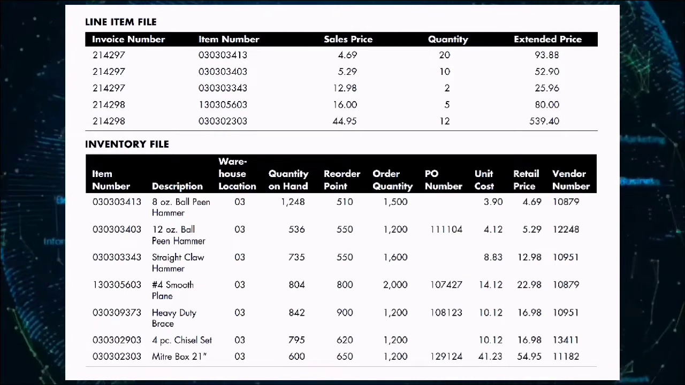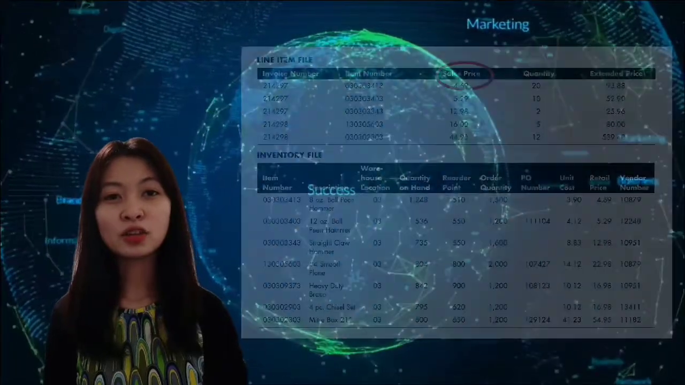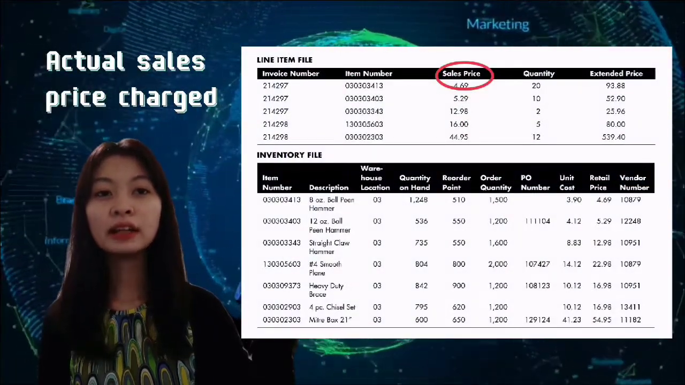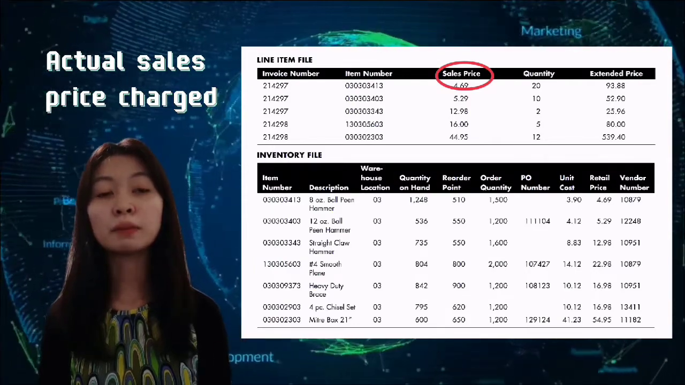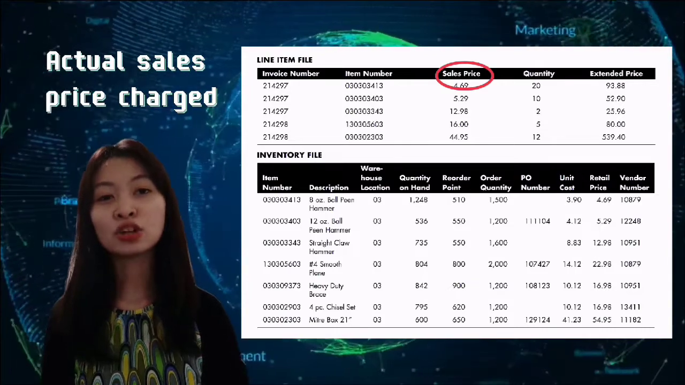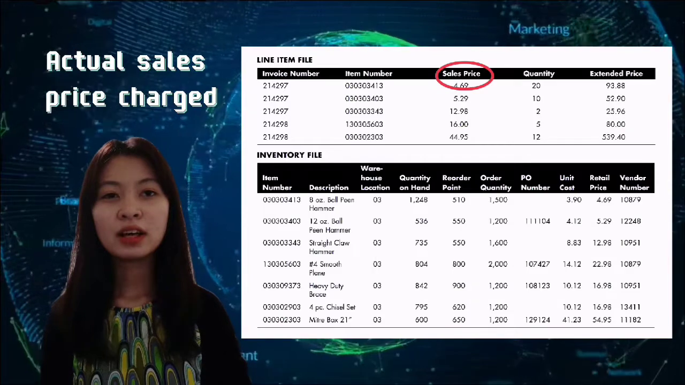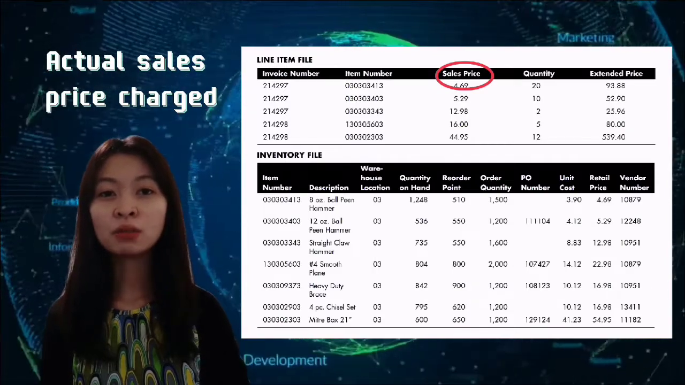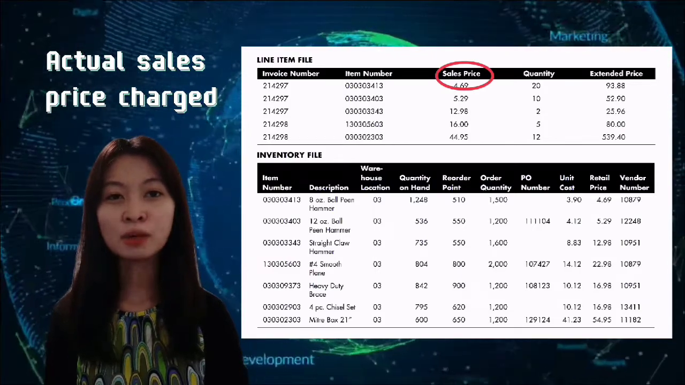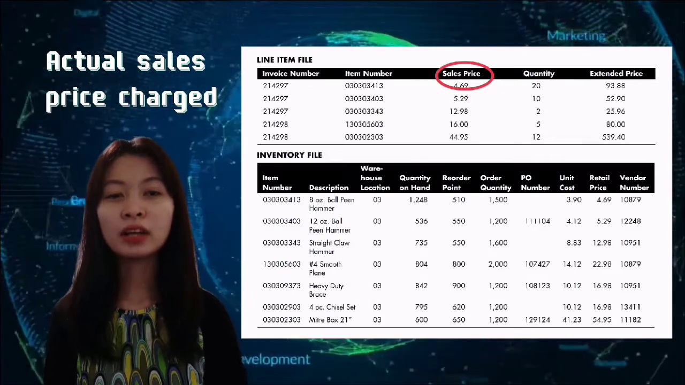First, let us notice that the actual sales price charged is stored in the sales price field in the line item file. The suggested retail price for each product is the retail price field in the inventory file. In addition to that, the two files have item number as a common field. This field is the key field on which the two files are related. Using this, the objective of the test is to match each record in the line item file with the corresponding record in the inventory file.